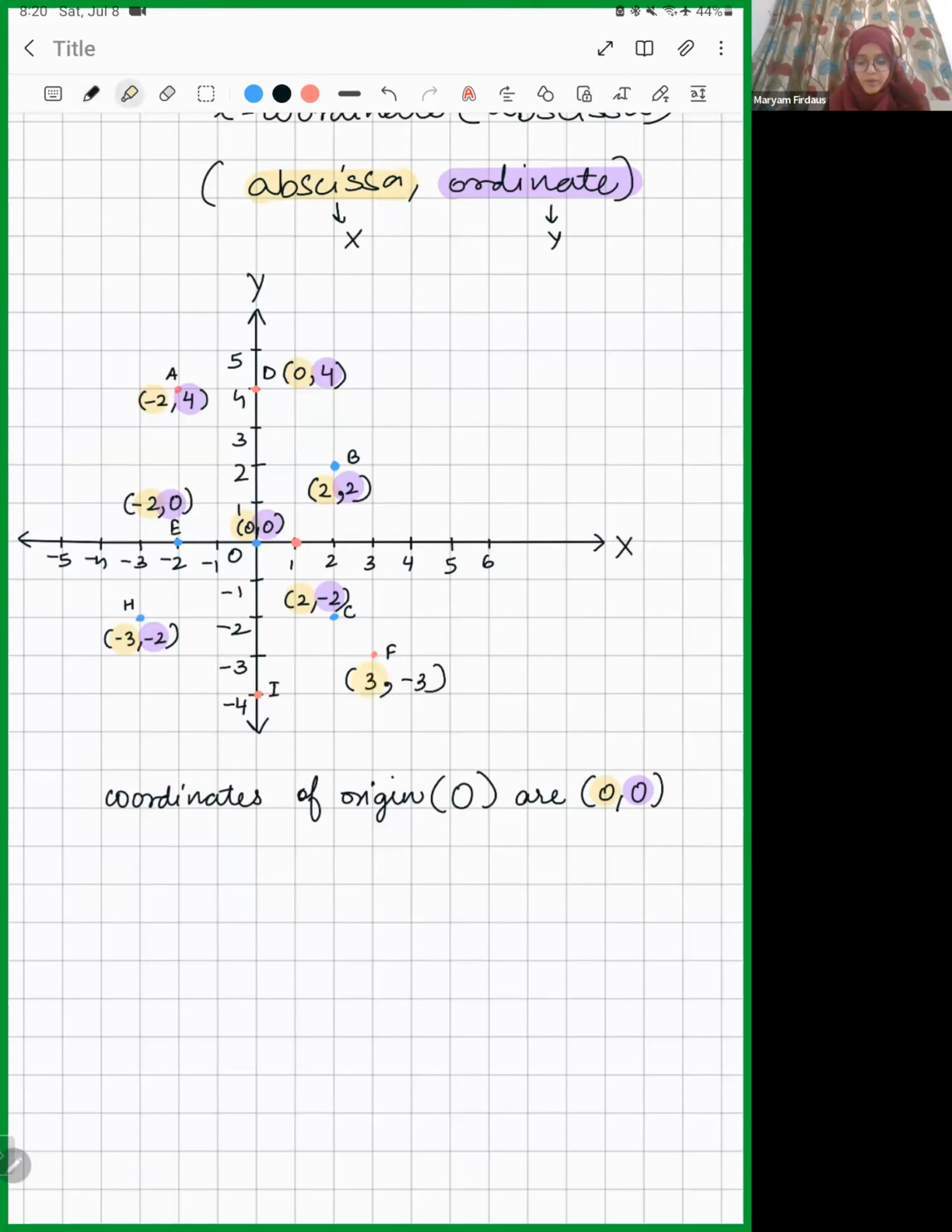Okay, now Abdul Jabbar, your turn. You have to tell me the coordinates of I. 0, -4. Because 0 means in the x direction, you don't have to move anything. You start at the origin. Do you have to move in the x direction? No, you only have to go in the y direction. That is why the x coordinate is 0, the y coordinate is -4. Is that clear, everyone?